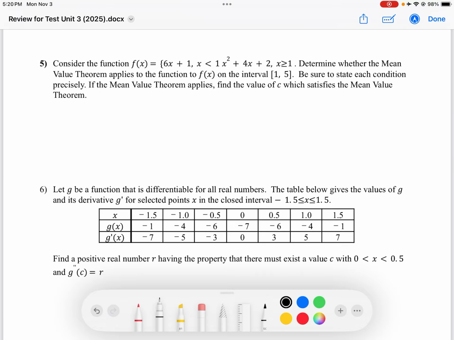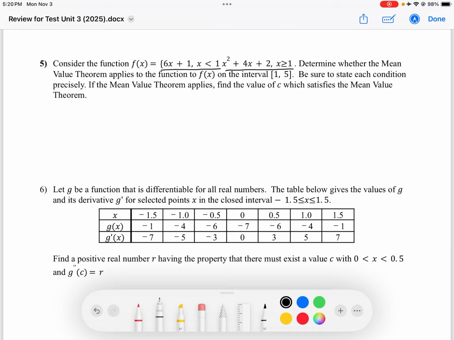This looks like a piecewise function. I'm wondering if it was on 2 lines and the formatting got messed up when I changed it. But in any case, we've got one piece, 6x plus 1 for x less than 1, and then x squared plus 4x plus 2 for x greater than or equal to 1. So the mean value theorem applies.